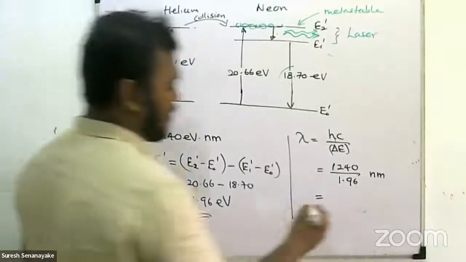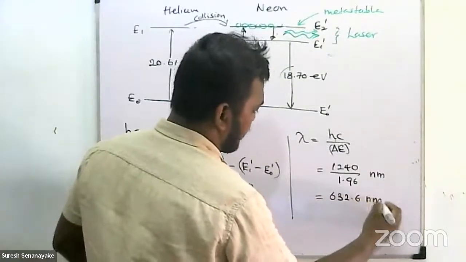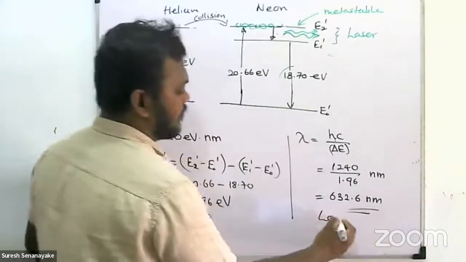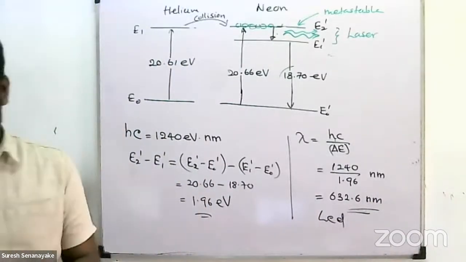So then it's 632.6 nanometers. That's corresponding to the red color. That's why a red color will come to the beam.